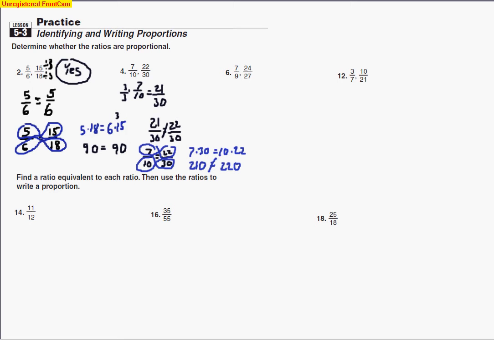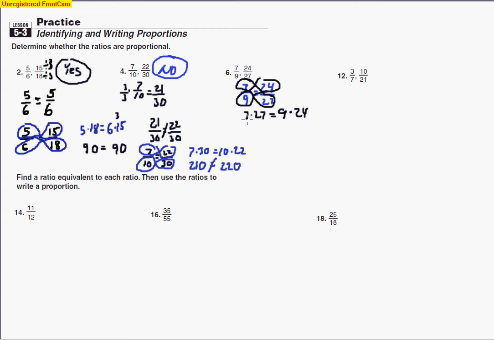So for the next one, again, this one was a no for number 4. Next one here, we'll do cross products only. And so we'll do 7/9 and 24/27. We're going to end up multiplying. So let's set up our proportion first. 7/9 equals 24/27. So we can use those cross products. 7 times 27. And we set that equal to 9 times 24. Again, these are the cross products here, 9 and 24.